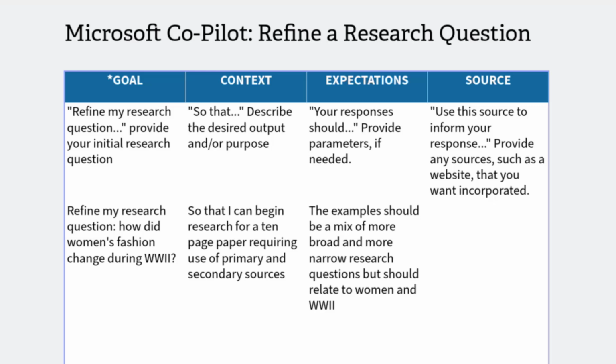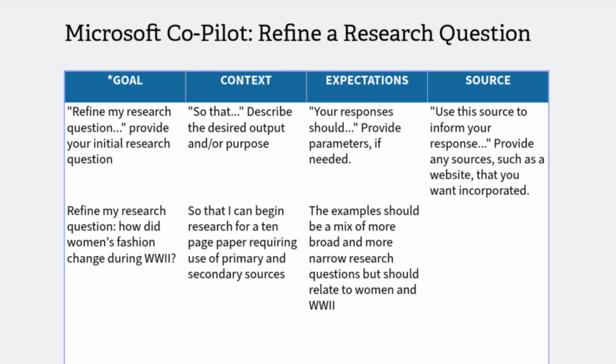So in the case of having it refine a research question for you, let's say you're just starting out in your research and you're not exactly sure where you want to go with it, you can tell it to refine your research question. That is your goal. And then the next step is to give it more context. And that's the "so that." What is the context? Why do you need this research question?